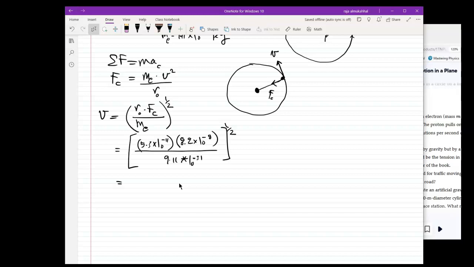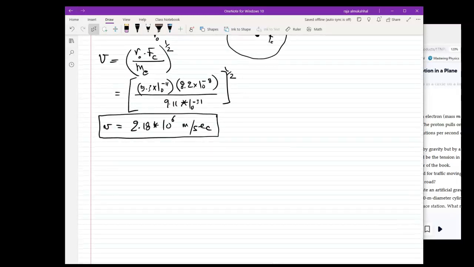My answer is 2.18 times 10 to the power of 6. I hope I did it right. Meters per second. There we go. So this is the velocity of the electron around the proton. Can you believe that? Almost 2 million meters per second. Extremely fast. It's not surprising.